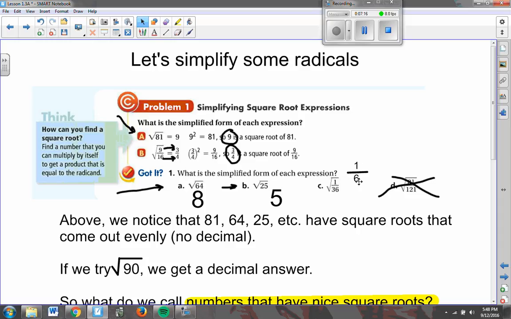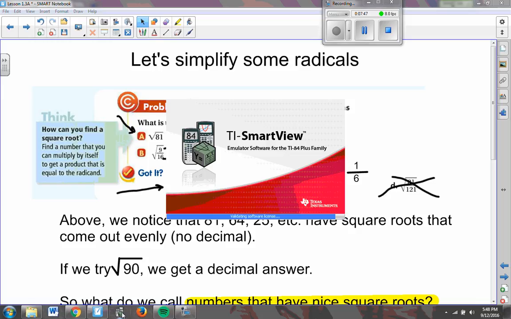All right. Now, all of these numbers that we've been taking the square root of so far have been very nice. They come out nice and evenly, like the square root of 81 being 9, the square root of 64 being 8, the square root of 25 being 5, and so on and so on. There's no decimal, okay? But if we try the square root of 90, we get a decimal answer. Let me show you that real quick here. I'll bring up my calculator, and we'll do the square root of 90, and we should find that it's a decimal that's like 9 point something, okay?